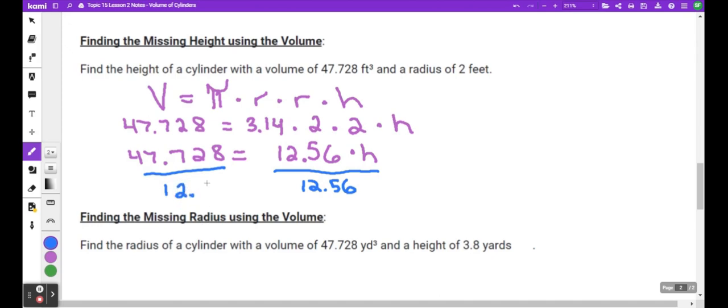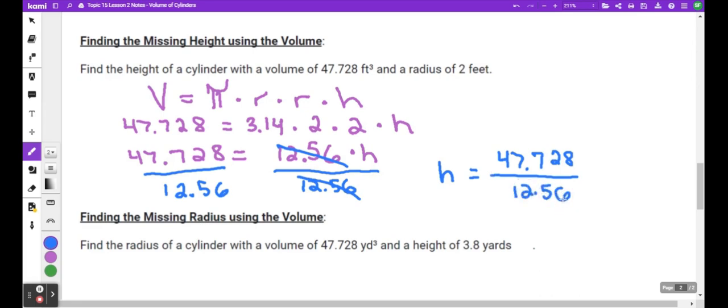And I'm going to do a little canceling. 12.56 and the 12.56 are going to cancel, which leaves me with h being equal to 47.728 divided by 12.56. And when I use the calculator to help me with that math, I can see that that is going to give me a quotient of 3.8, letting me know that the height of this cylinder is 3.8 feet.